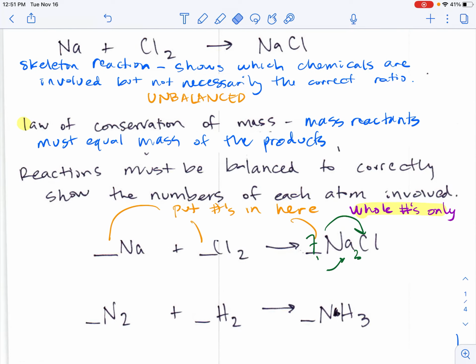There's sort of two modes of thought here. The first, and I think maybe the easiest for most people as they're starting, is to make a table of reactants and products, okay? And in this first reaction, we've got sodium and we've got chlorine.